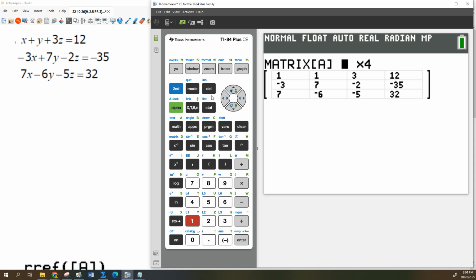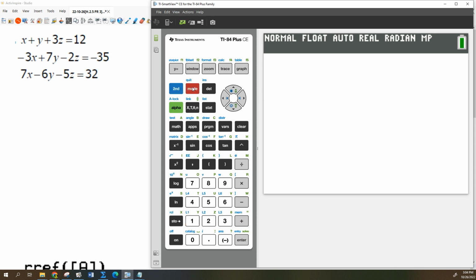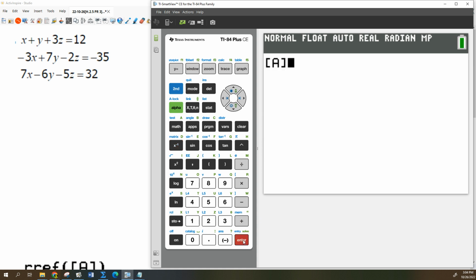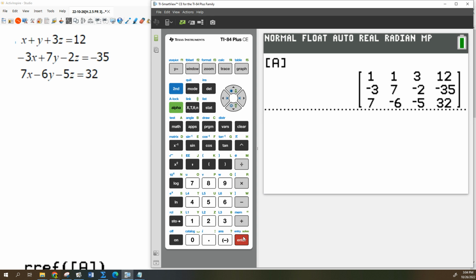Okay, so once you're done, then this is important. You have to quit. So you hit second, quit. So we're out of that matrix. And now I'll just show you a couple things. If I want to pull up matrix A, I can go to second matrix, and in the names column, I just hit enter or 1. And that means matrix A. So if I hit enter, look what it does. It outputs that matrix. Okay? All right. Now that's not what we want to do, though.